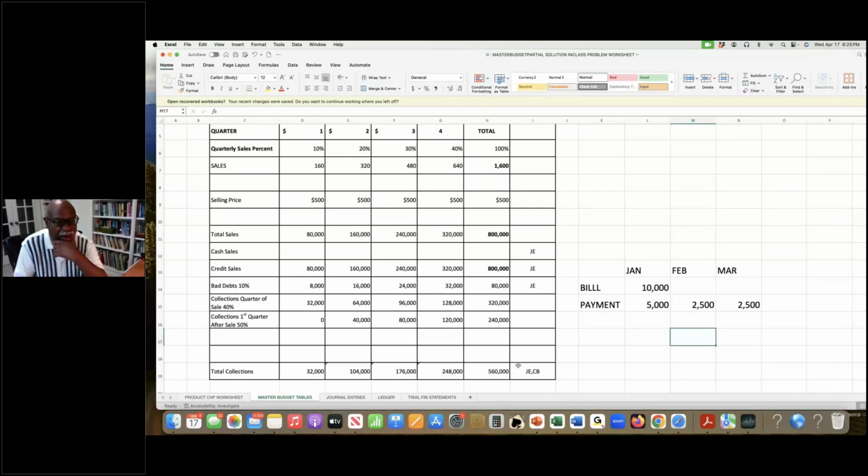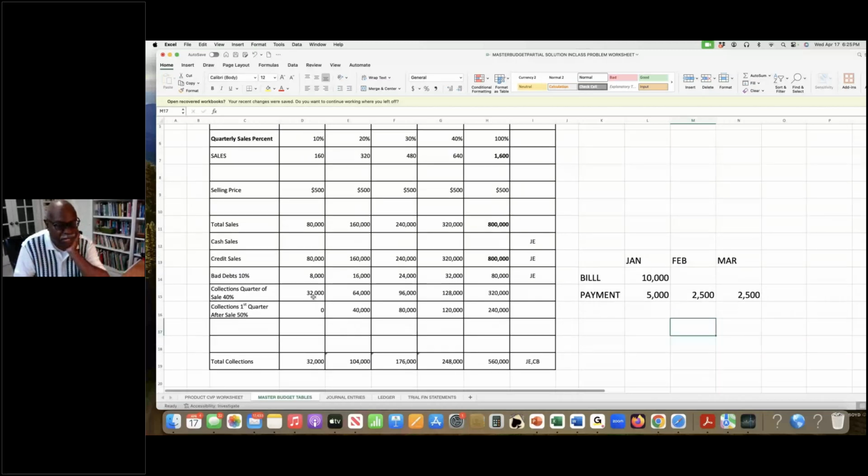So collections in the quarter of sale were 320, spread over 4 quarters. Collections in the quarter after sale was 240, spread in a different quarter. But the key number is that in the first quarter I had 30. Second quarter I collected 104. In the third quarter I got 176. In the fourth quarter I got 248. You see that? These are the key numbers.